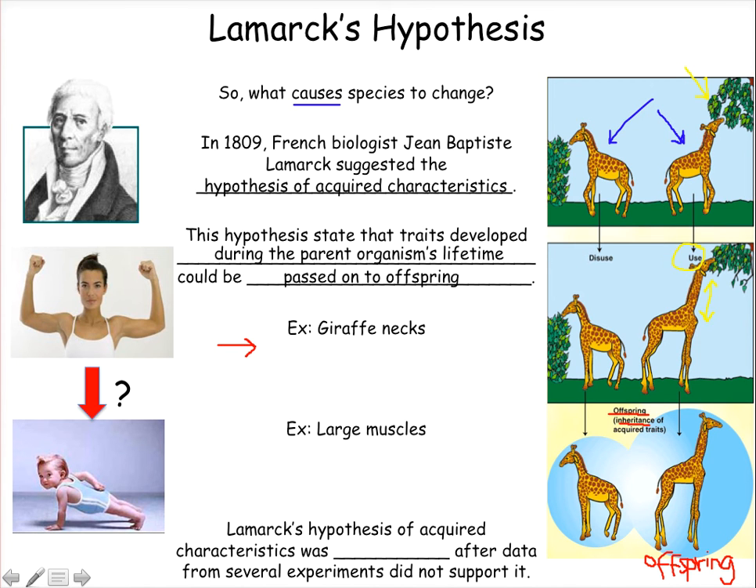Let's take another look at a second example. So in this second example, let's say you have a woman and she works out a lot to try to increase the size of her muscles so that she's very strong. So what Lamarck would have said is if this woman works out every day and as a result she has developed larger muscles, then those larger muscles can be passed on to her offspring.